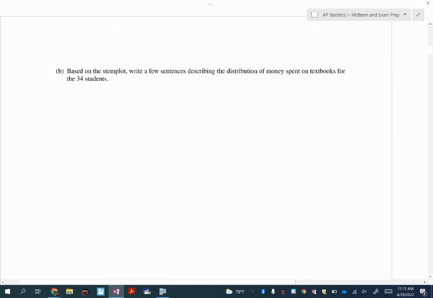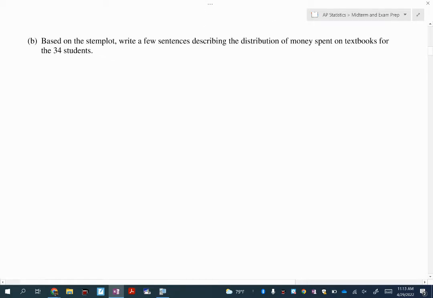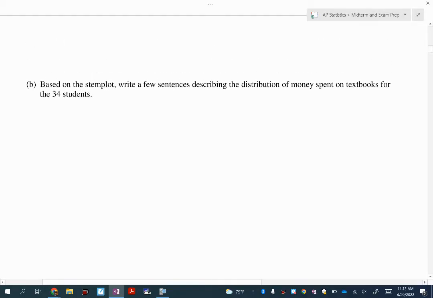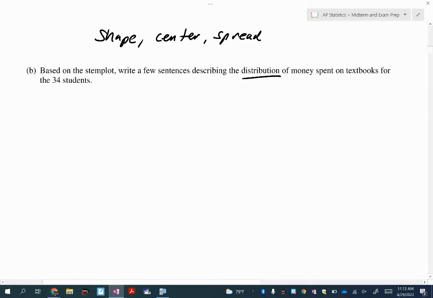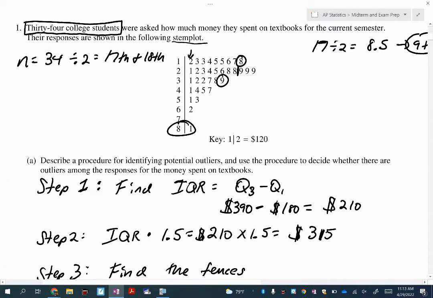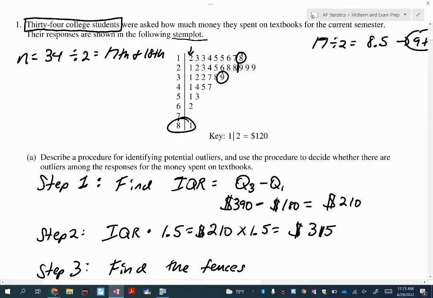Now, part B says, based on the stem plot, write a few sentences describing the distribution of money spent on textbooks for these 34 students. So the moment you're talking about a histogram, a stem plot, anything like that, and you see the word distribution, you should be thinking shape, center, and spread. When I look at this stem plot, it looks like it is unimodal. It has one kind of main hump.